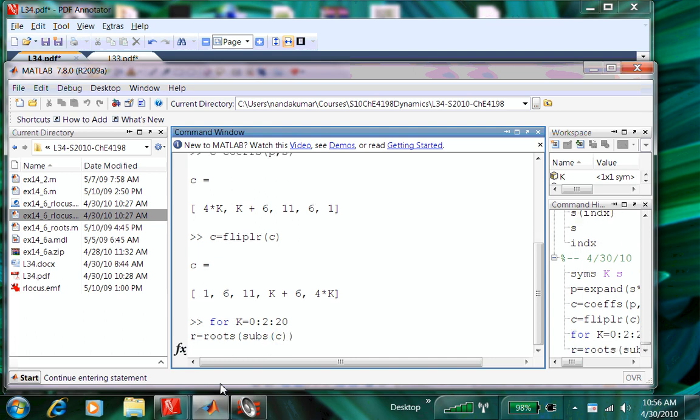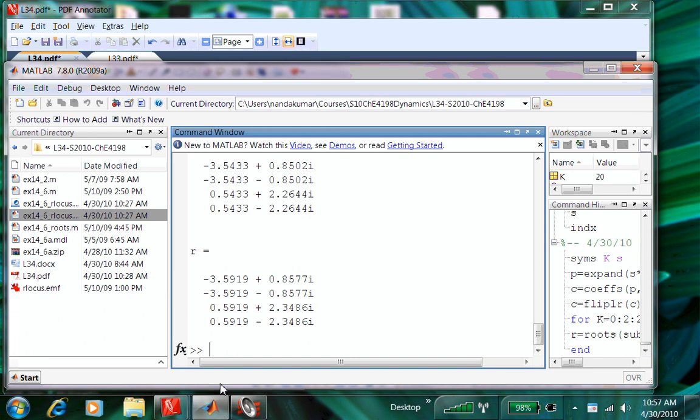Okay, I'm doing this interactively, so the loop is not executing until it sees the end. So the moment I put an end, what's going to happen? It's going to go through that loop as many times as it's needed and print out the R value for each one of those. Those are all the root values. Okay, K equals 0, 2, 4, etc.